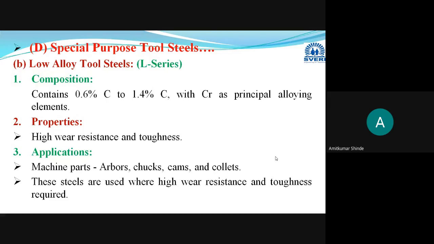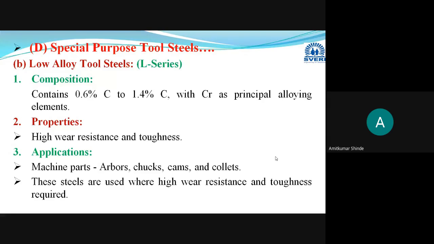Okay, this is the low alloy tool steel. In this, carbon percentage will be from 0.6 to 1.4%. With here only chromium, some amount of tungsten, molybdenum, or vanadium may be there, but chromium will act as a principal alloying element here. Then in this, properties generally provided are very high resistance and high toughness due to formation of the respective carbides from that chromium, tungsten, which are present as alloying element.